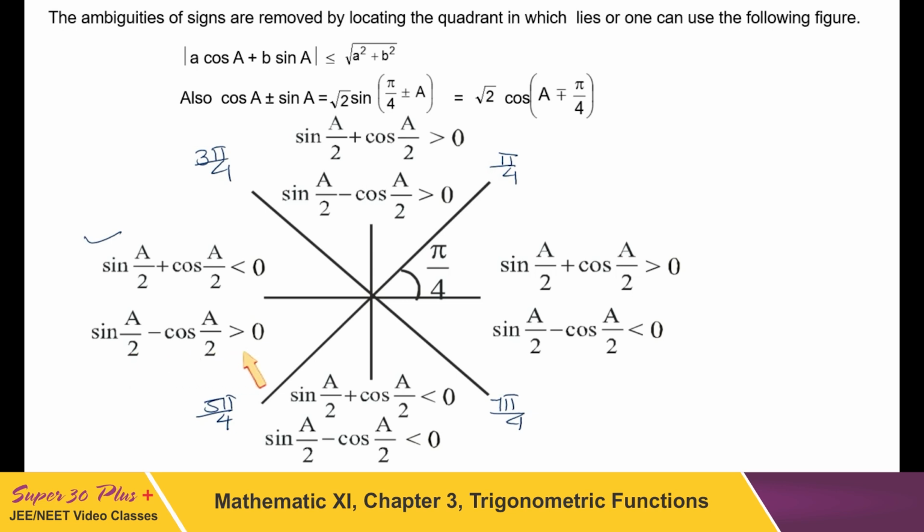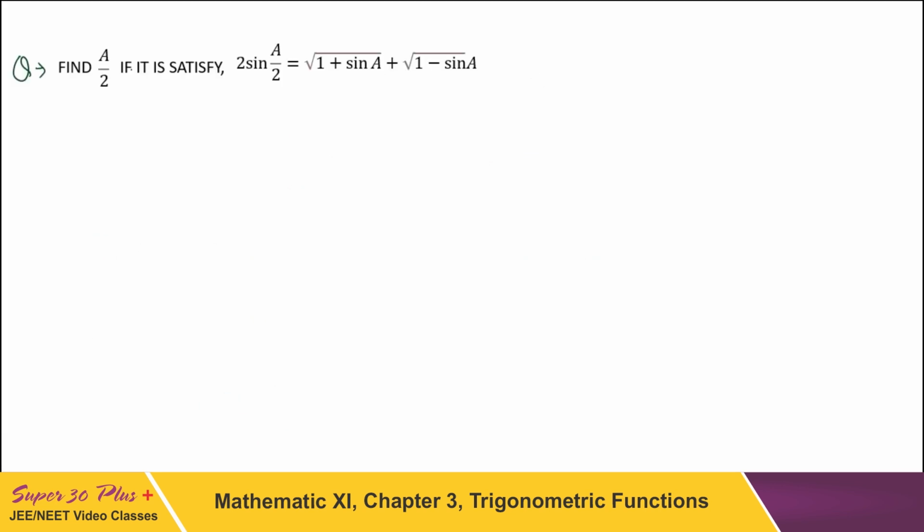Students, by understanding this concept, we can solve some questions. Students, cos a plus minus sin a is equal to root 2 sin of pi by 4 plus minus a, and you can write it as root 2 cos of a minus plus pi by 4, and this can be obtained by multiplying and dividing by root 2 in the LHS. Students, let's see one example.